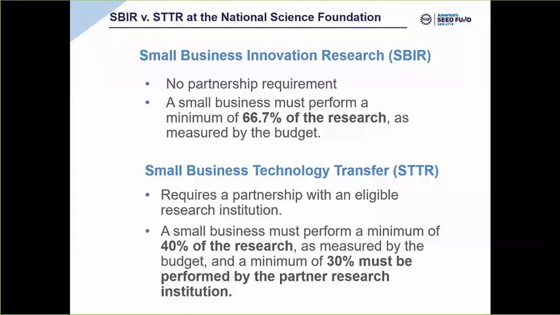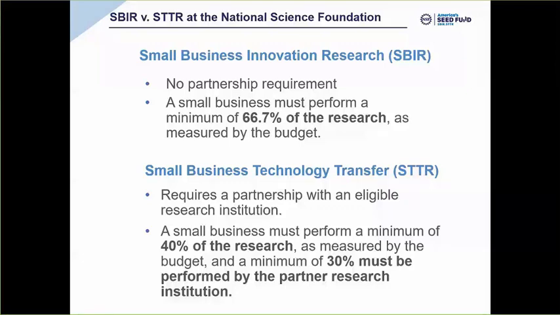That's absolutely okay. With the STTR program, you do need a partnership with an eligible research institution. Who counts as an eligible research institution? Take a look in the solicitation. It's typically universities or federally funded research centers like national labs. But take a look at the solicitation. There is a formal definition. In the case of STTR, the small business must perform at least 40% of the research as measured by the budget, and your research partner must do a minimum of 30%.